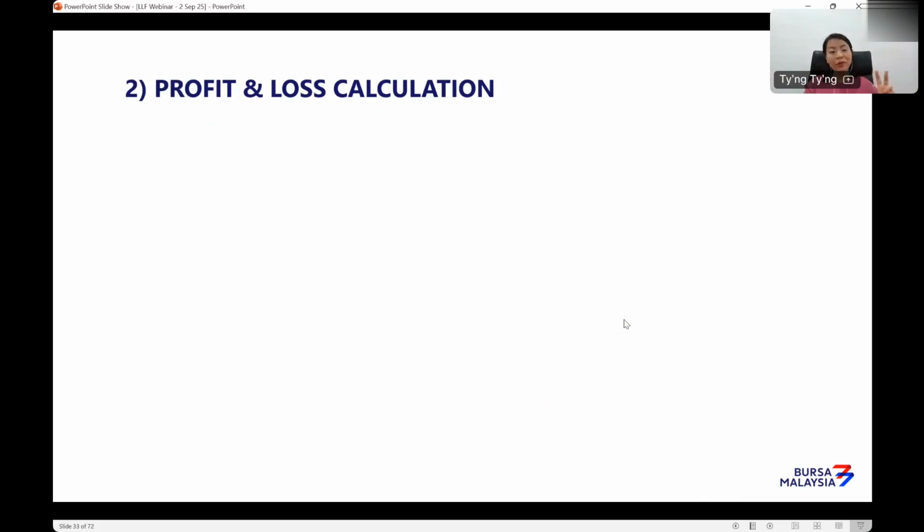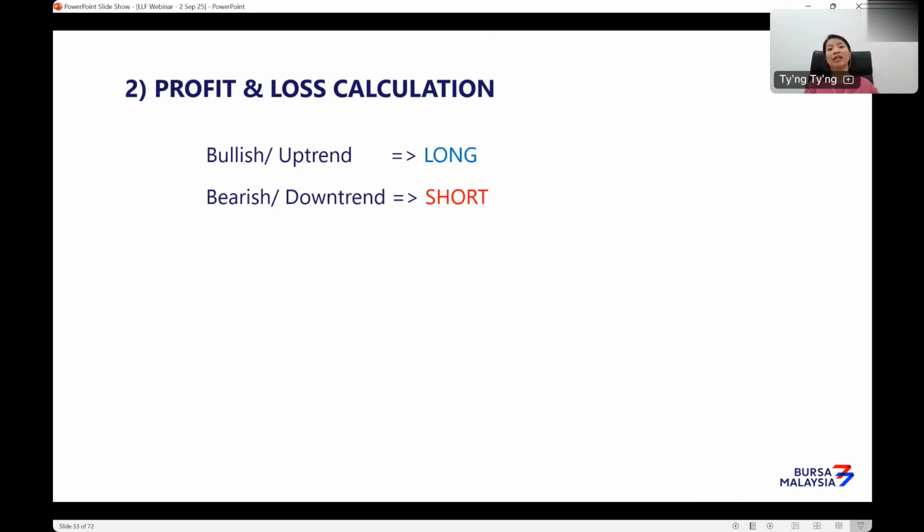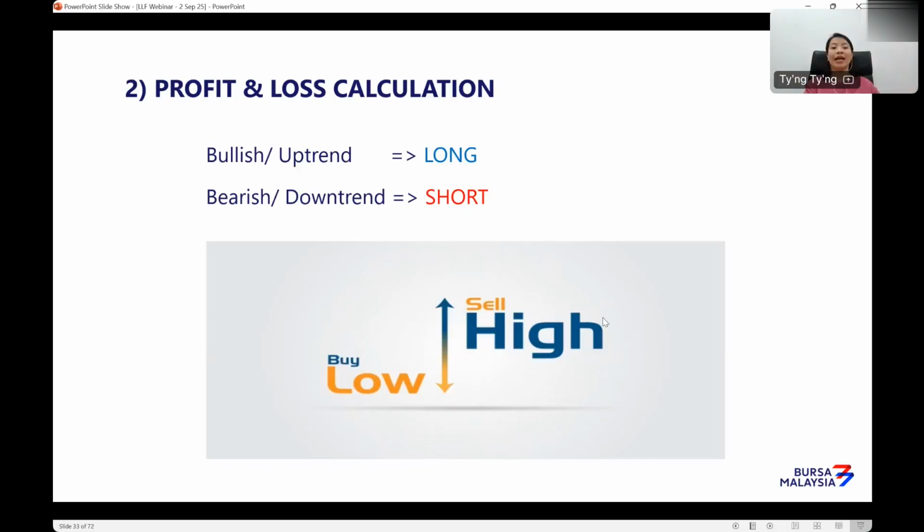Now, the second very important thing that you need to know about futures is how to calculate your profit and loss. First thing you need to understand: bullish uptrend, you long or buy; bearish downtrend, you short or sell. Buy low, sell high, or start by selling high, buy low. So long as you fulfill this requirement, you are having a profit. Anything opposite of this, for example, buy high, sell low, or sell low, buy high, you are going to have a loss.